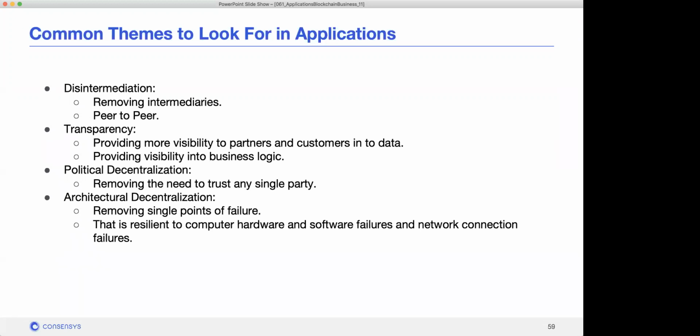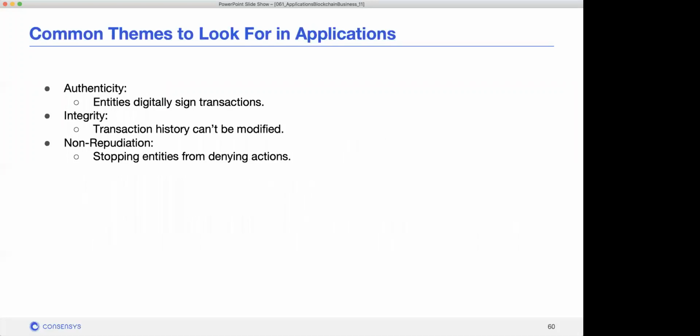Maybe removing the political centralization, so not having just one party running everything, or architectural decentralization, so removing single points of failure. So you're not having to worry about some central server that blows up or some network connection that stops. And also you should be thinking about authenticity, integrity, and non-repudiation. Authenticity, leveraging the idea that you know who signed a transaction, you know who's got that private key, so they've signed for something. Integrity, knowing that people can't modify the history. And non-repudiation, making sure that you can't deny actions.